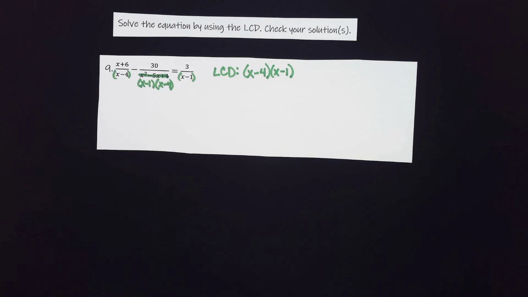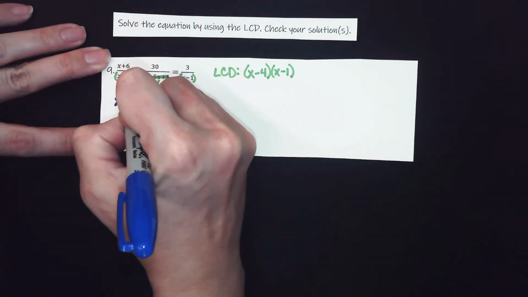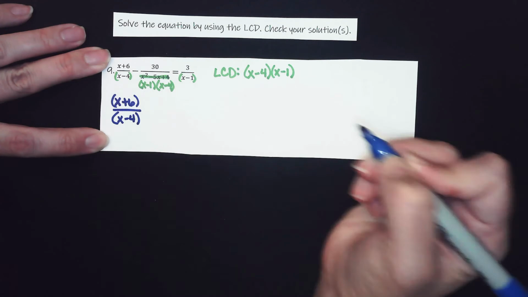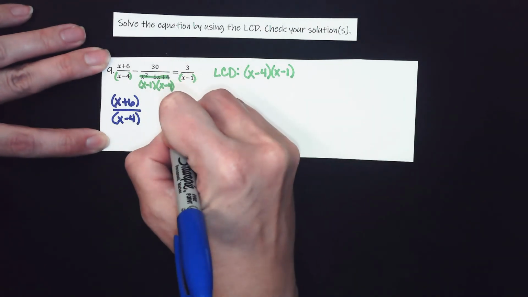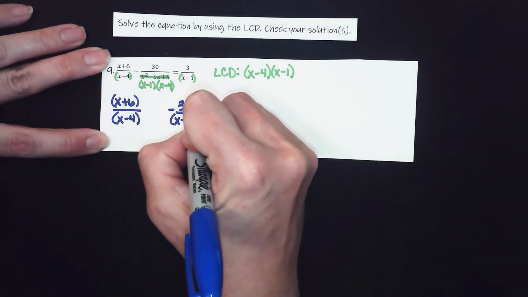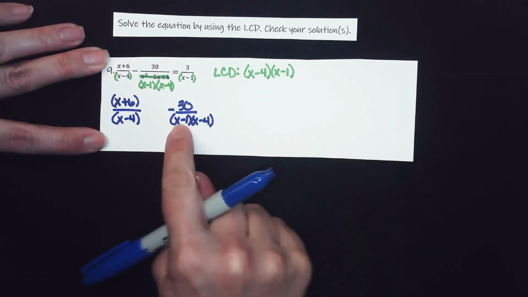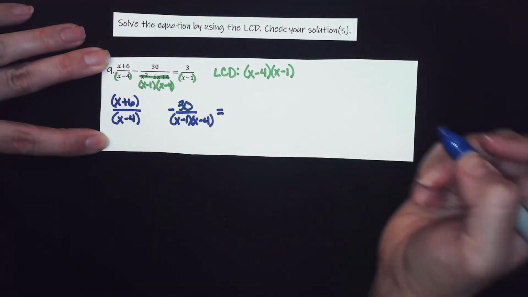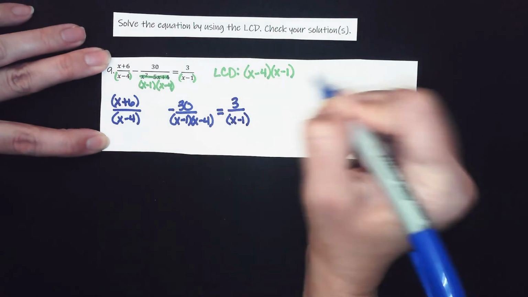And then if we write our original equation, I have an x plus 6 over an x minus 4. I'm going to leave a space, and it's minus 30 over x minus 1 times x minus 4. I don't need to leave a space on that one because I can see that's already my least common denominator, so it won't be multiplied by anything. And then it equals 3 over x minus 1.